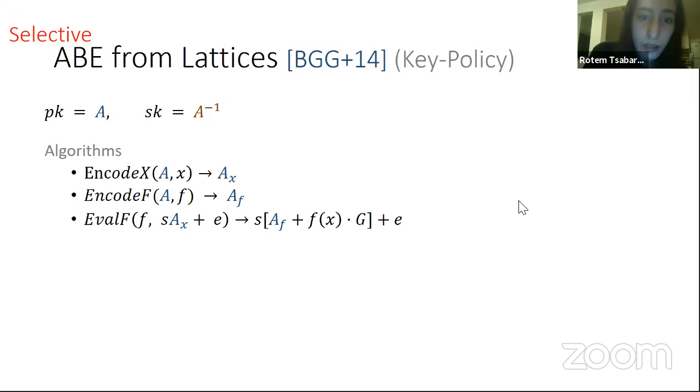I see that there are questions. Is this an instantiation of the generic scheme seen before? That's what I'm aiming for, but right now I'm giving an overview of the selectively secure ABE that will be used later. So that's previous work. Okay.